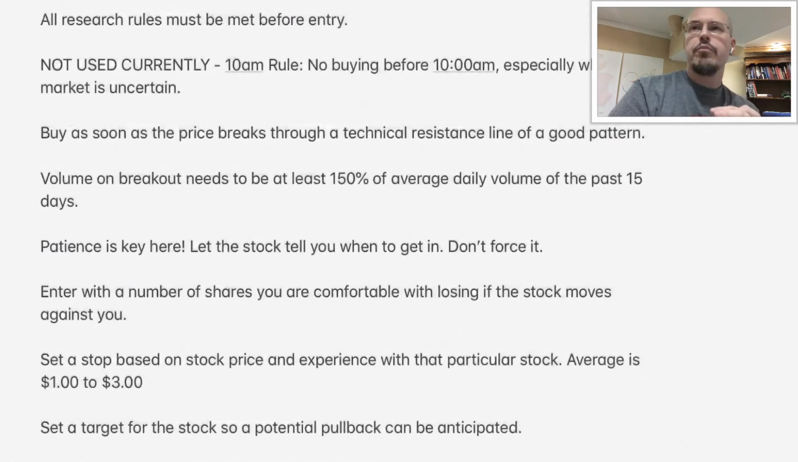I don't use it as much anymore unless you're entering into some kind of really choppy market condition. If things get really uncertain and choppy, you make an entry and it fails, you make another entry and it fails, you might want to back off and say, whoa, what's going on in this market? Breakouts aren't working. Maybe I better use a 10 a.m. rule. The 10 a.m. rule simply means you don't make any trades until 10 a.m. or later in the day.